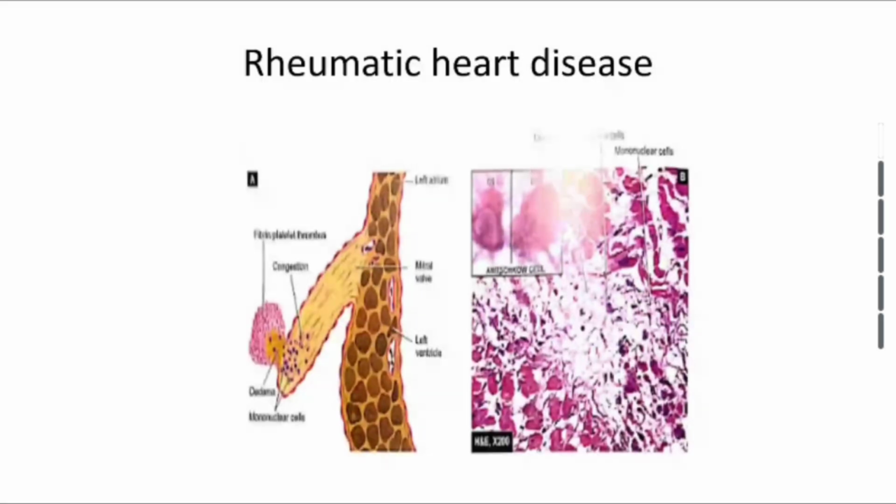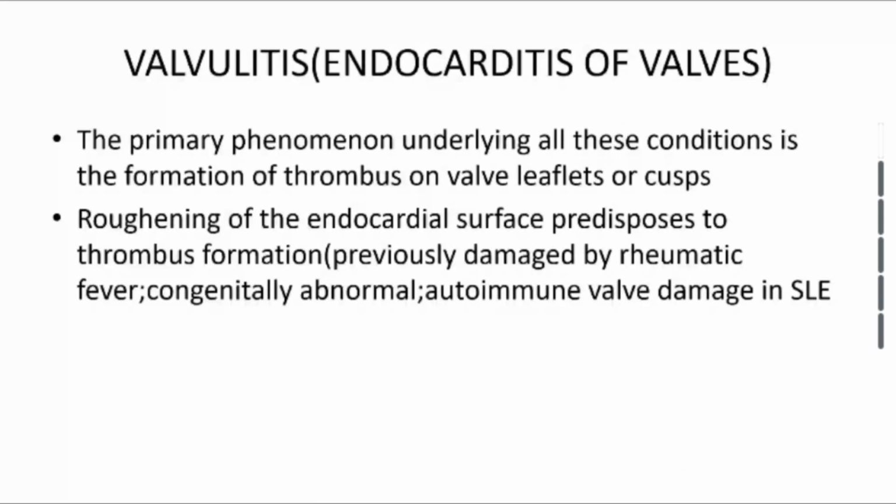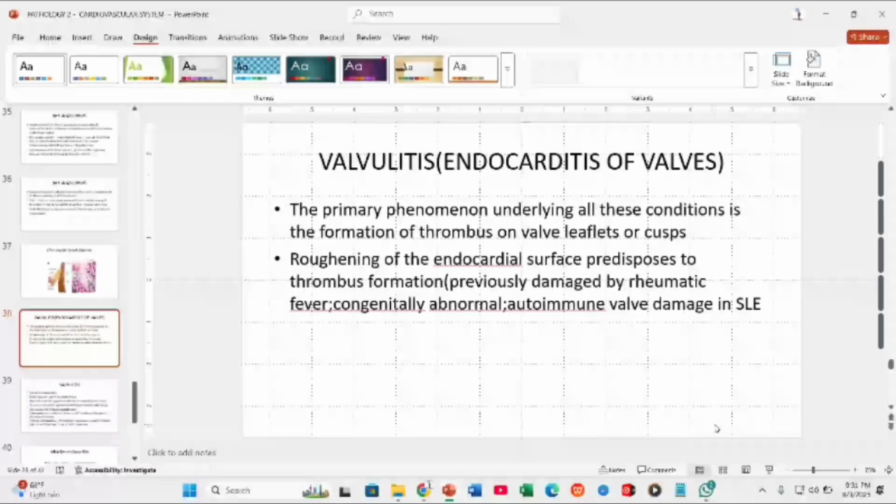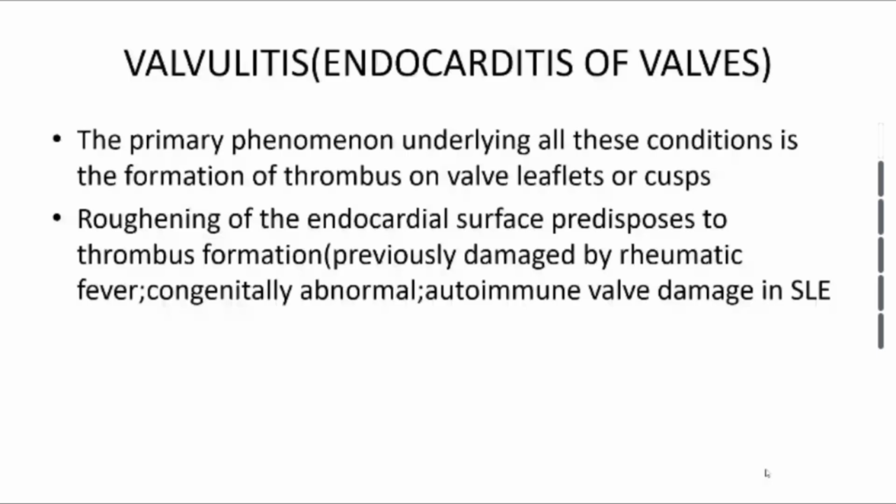And then, of course, under the microscope, not very clear, you can see mononuclear cells there. So basically that is rheumatic heart disease, looking at it histologically. Valvulitis is basically endocarditis of the valves. Endocarditis of the valve is what we call valvulitis. The primary phenomenon underlying all these conditions is the formation of thrombus on the valve leaflets or cusps. You end up developing a thrombus because those become roughened.